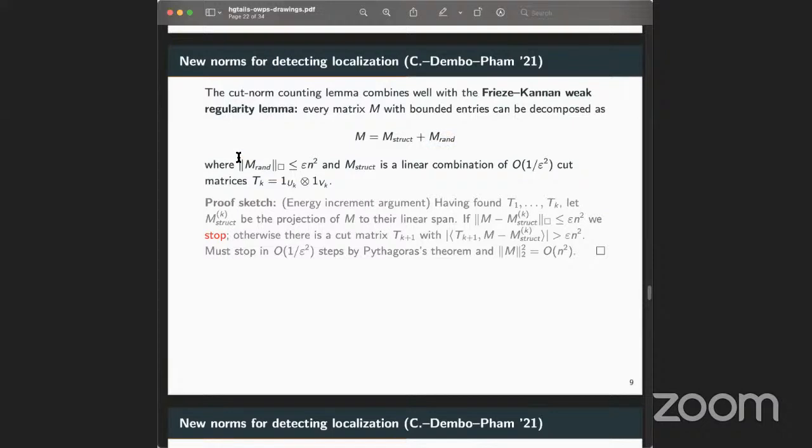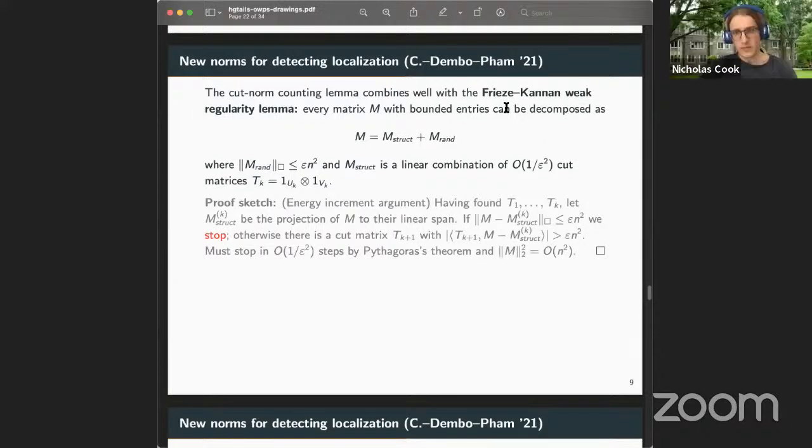Okay. Is there a question? Okay, so the Frieze-Kannan weak regularity lemma says that you can decompose any matrix with bounded entries into a sum of a structured piece that is a sum of not too many cut matrices, and then a remainder that's small in the cut norm.